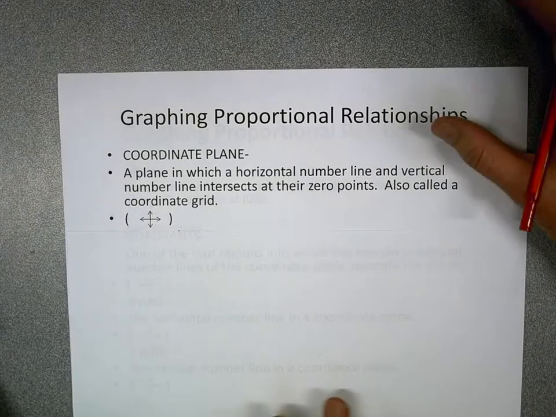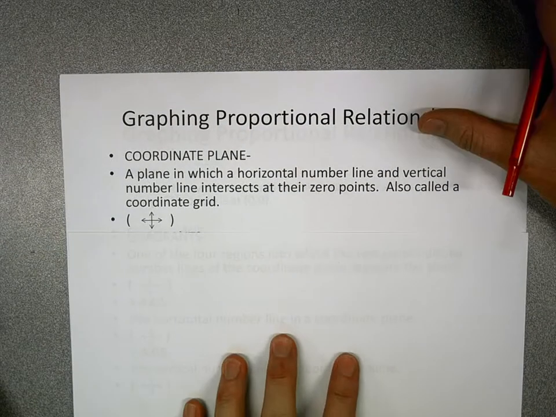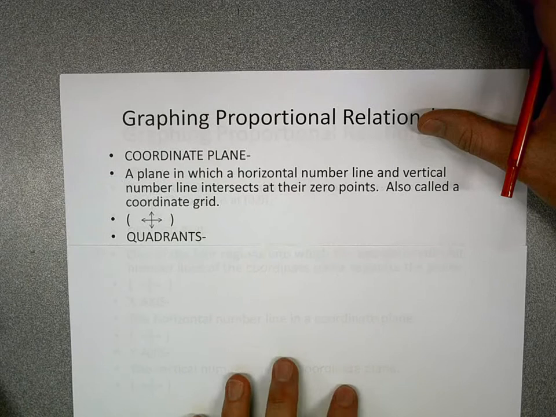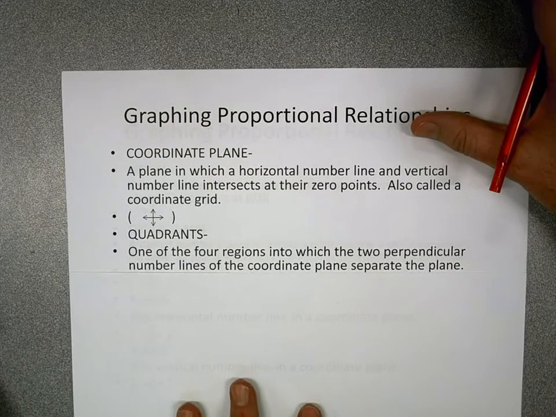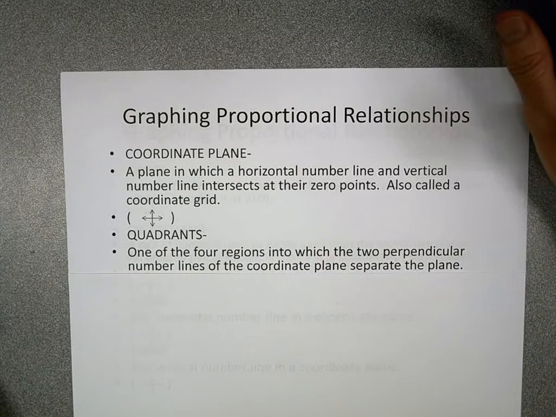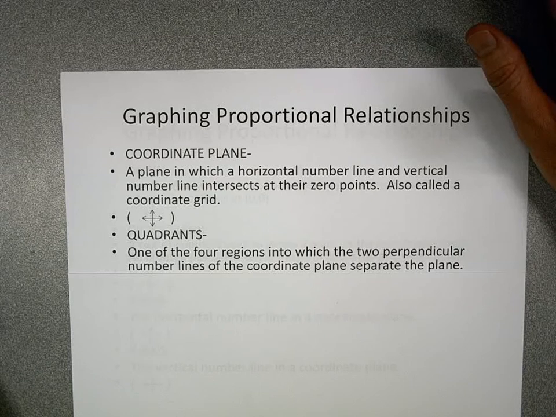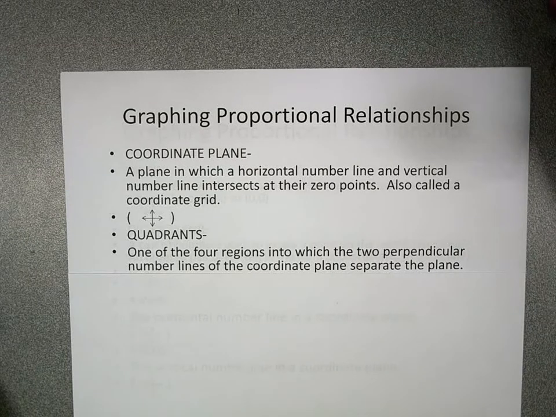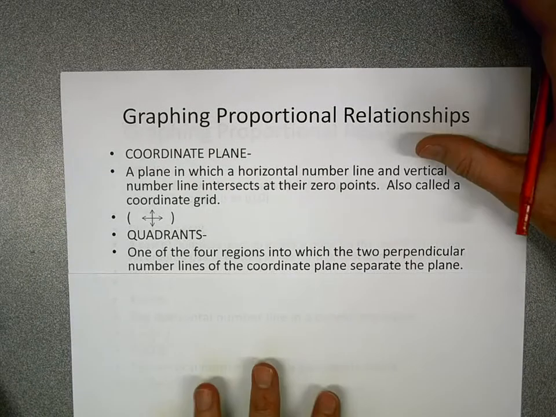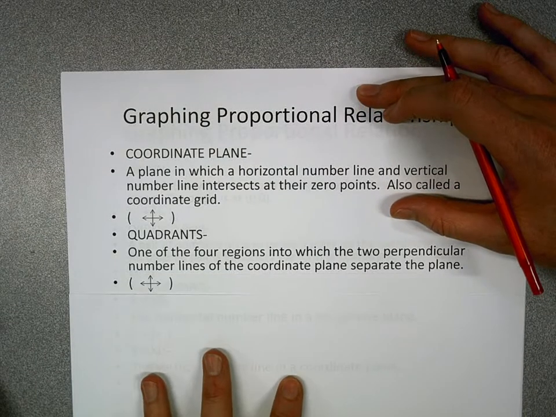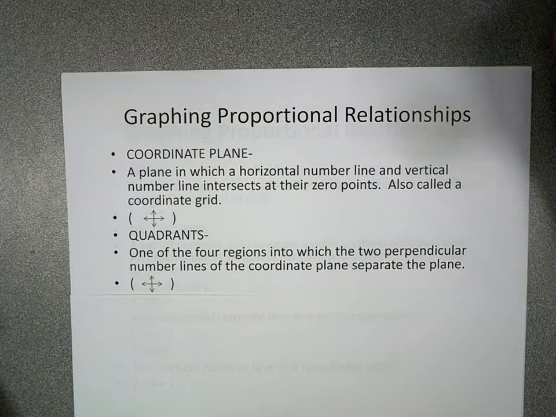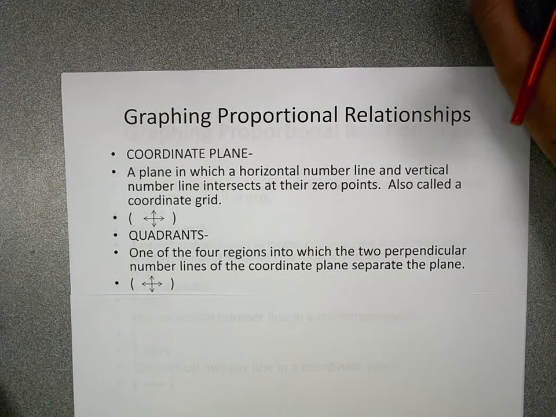Okay, now the next word. All right, the next word is quadrants. Everyone? Okay, so here's what quadrants are. It says one of the 4 regions into which the 2 perpendicular number lines of the coordinate plane separate the plane. I don't know if we've talked about this before, but here's what I want you to write down in your little box. Go ahead and write down the exact same thing, just a little x and y axis, making what appears to be the coordinate plane.